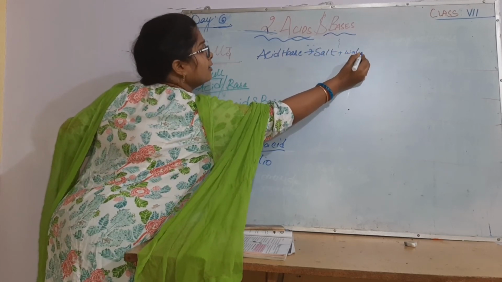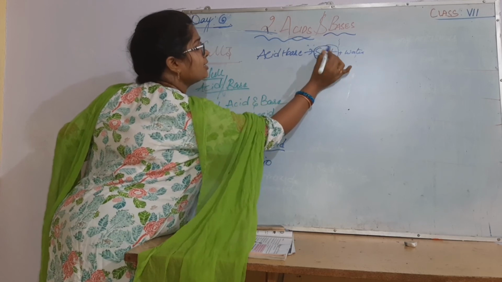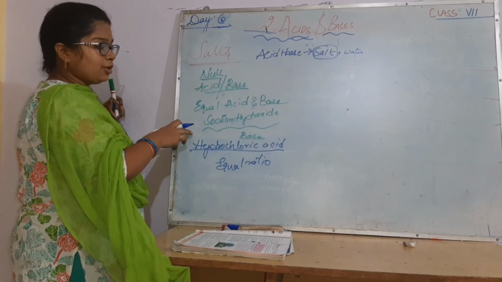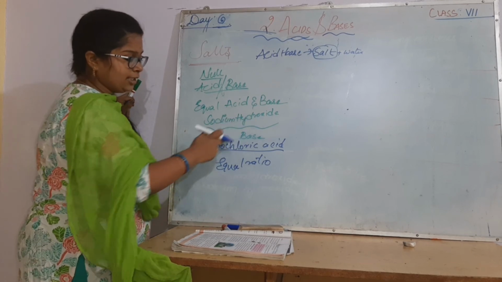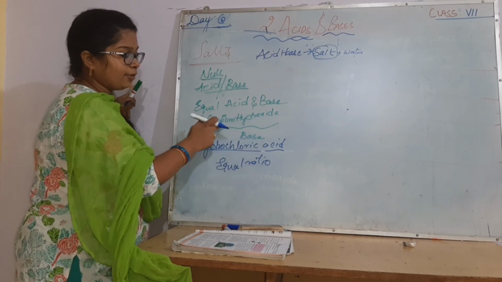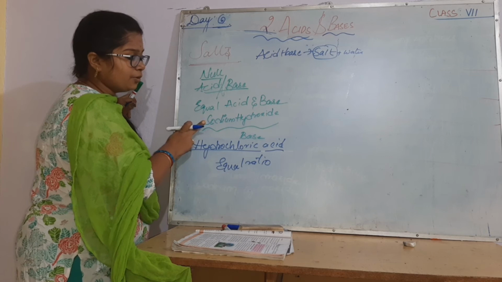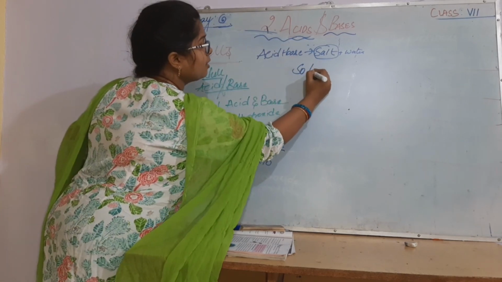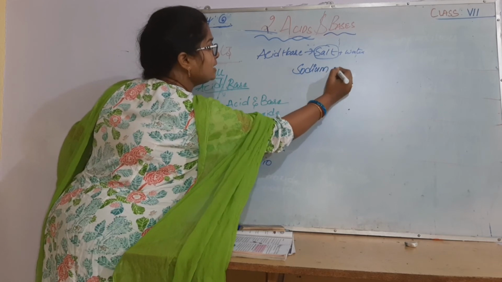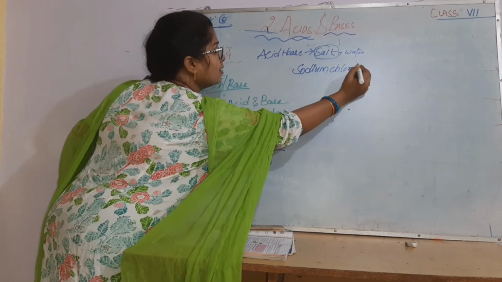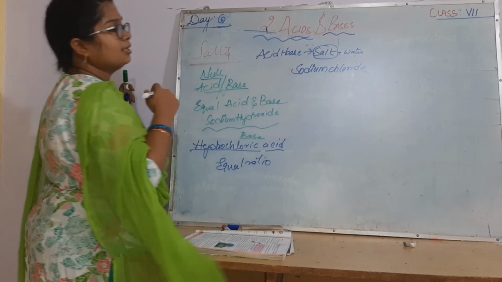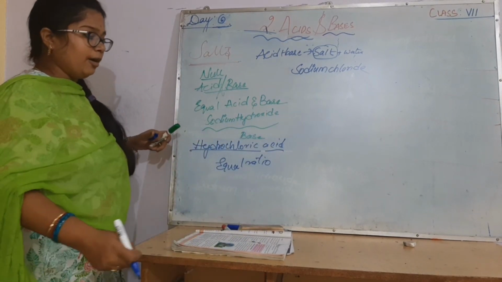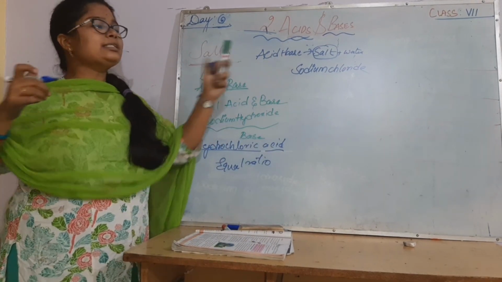But in your textbook it is given that salt is formed. Which salt is formed? Sodium hydroxide and hydrochloric acid are both reacted, isn't it? So sodium chloride is formed. What is formed? Sodium chloride, which is NaCl. Salt, common salt you can say. Sodium chloride is a salt formed by adding acid plus base.